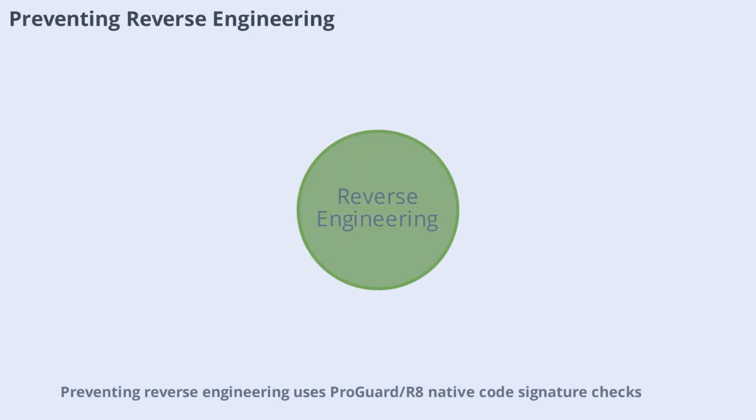Preventing reverse engineering uses ProGuard or R8, native code, signature checks, and avoids exposing secrets in the APK. These measures protect your app from unauthorized access and maintain integrity.